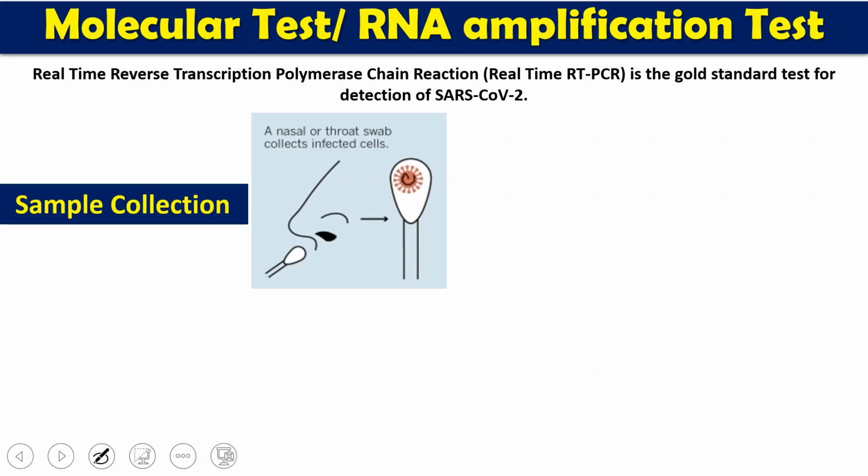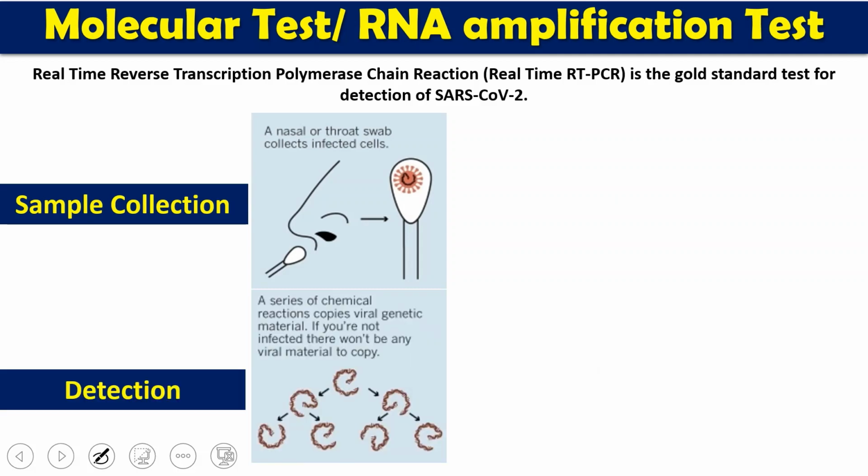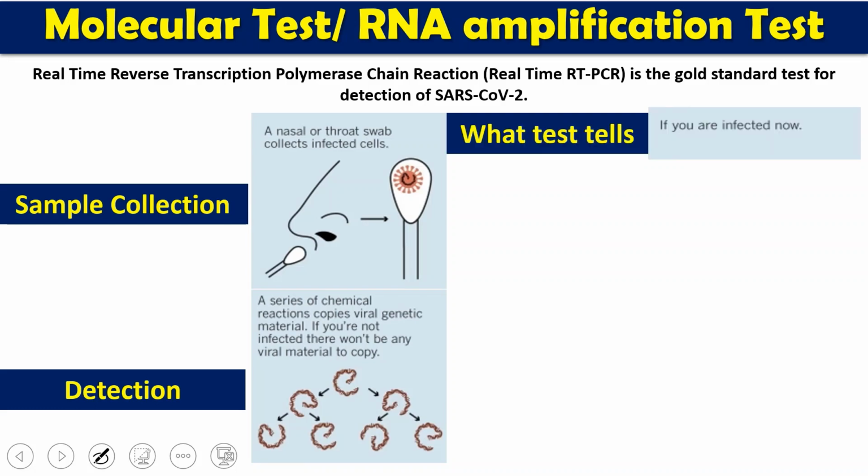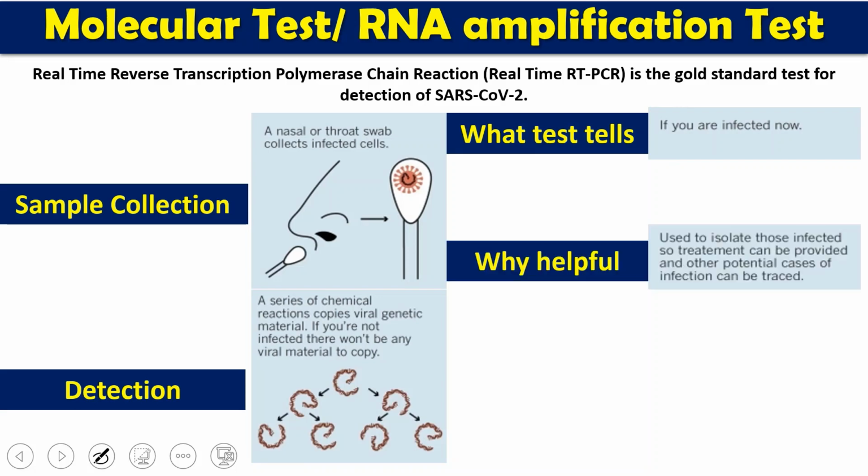When you collect a sample, it will be swabs either from your nose, from the nostril, or from your throat. What we detect in this test is the presence of the viral genetic material. So whether virus RNA is present in your body or not will be detected here. What information do you get from this test? It will tell you whether the virus is present in your body or not. If the virus is present, it means you are infected, or if not, you are not infected. That is the information it gives.